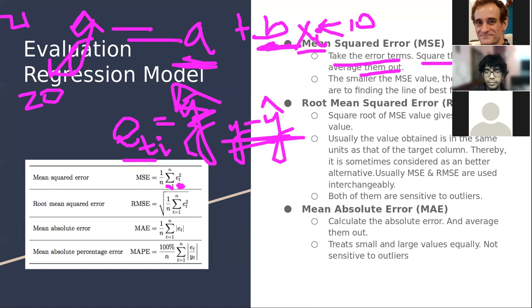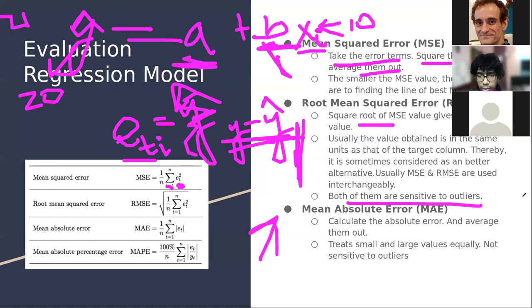So to have an error term which is in the same units as the target variable, that is meters or height in this instance, we have root mean square error, the square root of the mean square error value. Usually the value obtained is in the same units as the target column. Sometimes people use this, sometimes this. Kaggle's favorite is this or this. Both are sensitive to outliers. If there's an outlier, the error value would be very high, and the square of that error value would be very, very high. This is a very frequently asked question: sensitive to outliers.